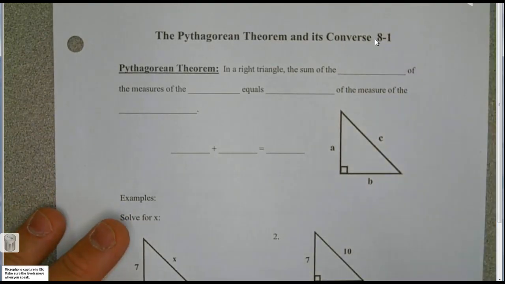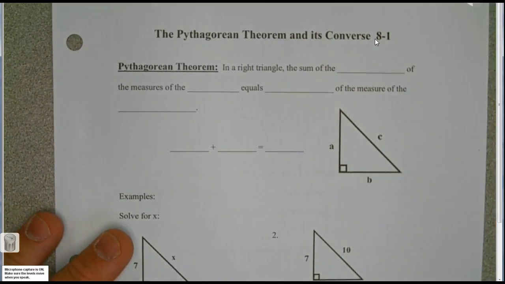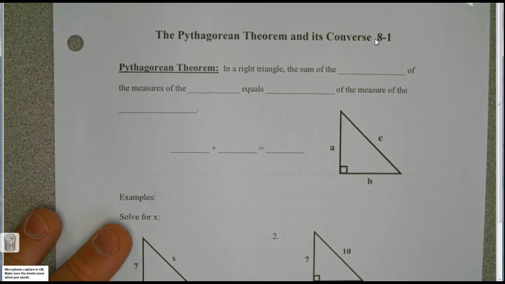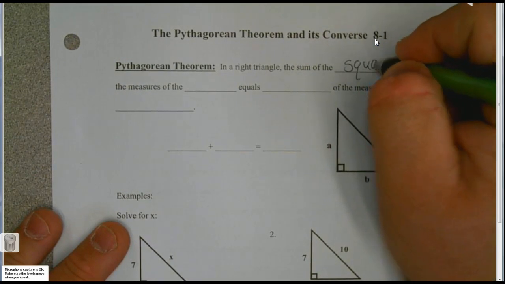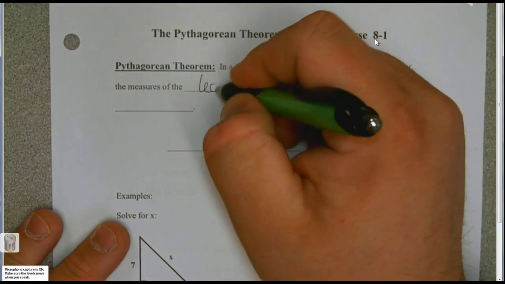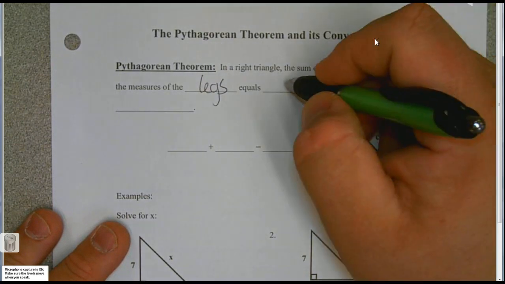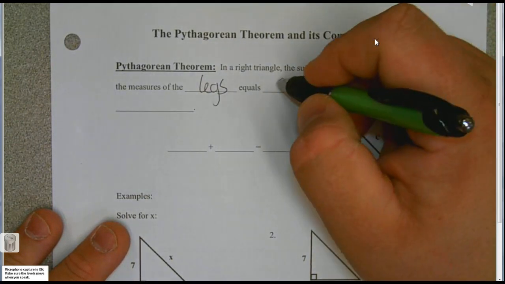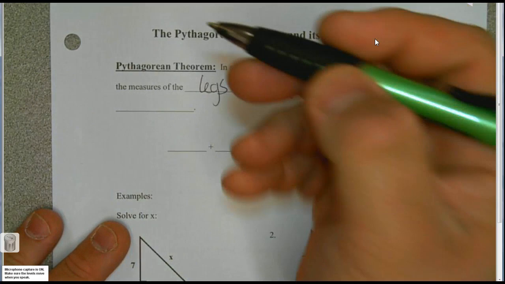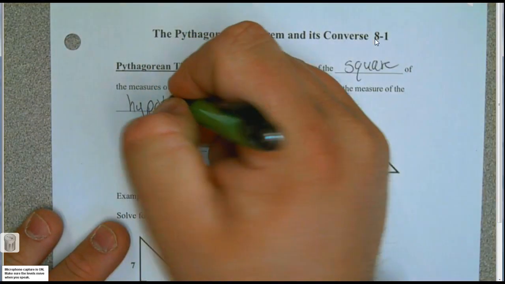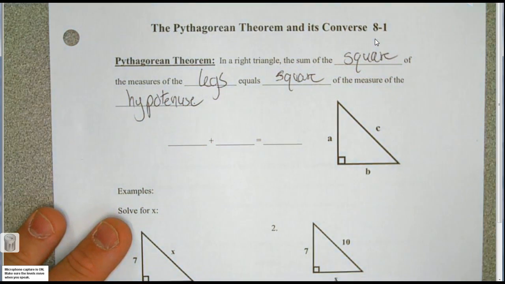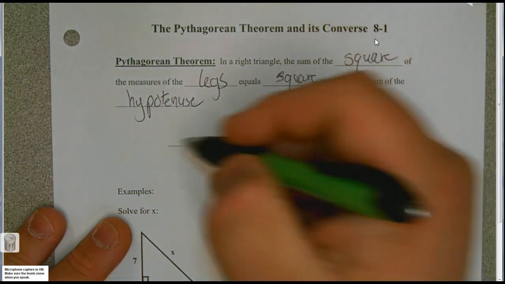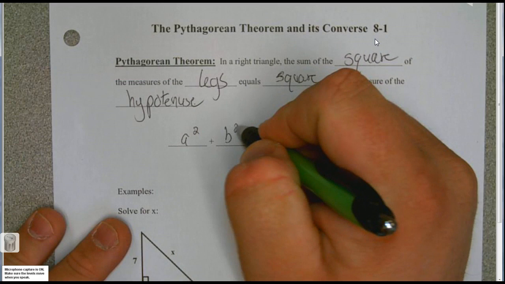Pythagorean theorem is something you've had before. Essentially, the Pythagorean theorem says in a right triangle, the sum of the squares of the measures of the legs equals the square of the measure of the hypotenuse. Or essentially, a squared plus b squared equals c squared.